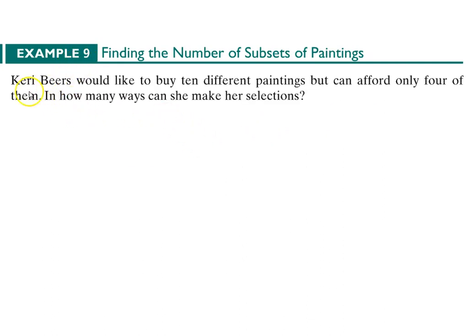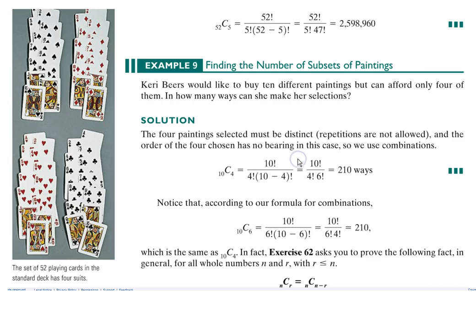For number 9, Carrie wants to buy 10 different paintings, but can only afford 4. How many different ways can she make her selection? Again, order is not important here. And so it would be 10 is our n number. Combinations, because order is not important, would be 4. Again, putting this into your calculator, you could physically work it out, but there are 210 ways. This is what you want.